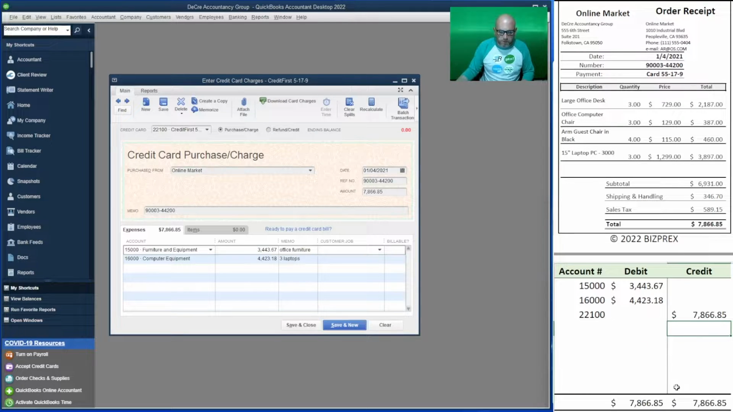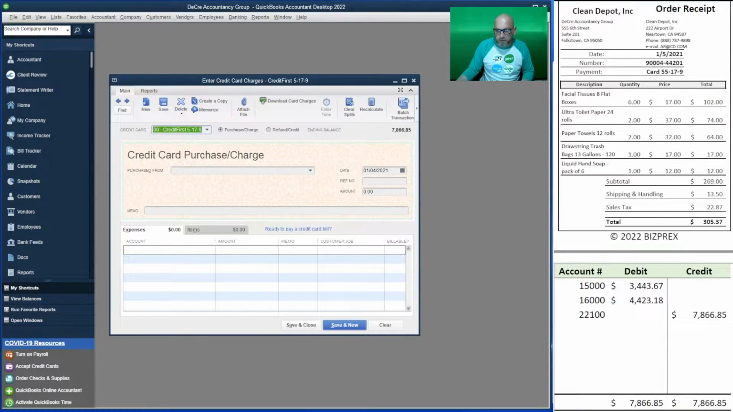So what do we have here? We have debits and credits that equal each other. That's the key. We have to have that. And we have the allocation. Liabilities, because we're buying with the credit card, go up. And our asset accounts, what we're purchasing are assets, they're going up as well. Liabilities up, assets up, because we funded the purchase of these assets with liability. So, save and new.